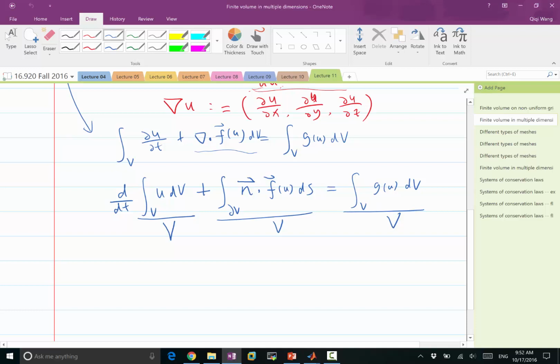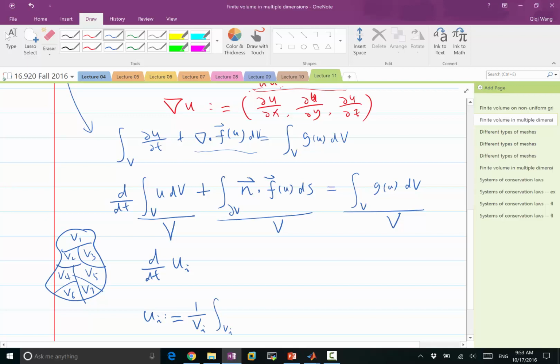So in the finite volume, if I discretize the space where I want the solution into V1, V2, V3, V4, V5, V6, V7, etc., then d dt of ui, where ui is defined as 1 over vi, the cell size, times the cell integral, plus 1 over vi times the integral over the boundary of vi. So for v1, the boundary is like this. For v2, the boundary is like this. For v3, the boundary is like this.